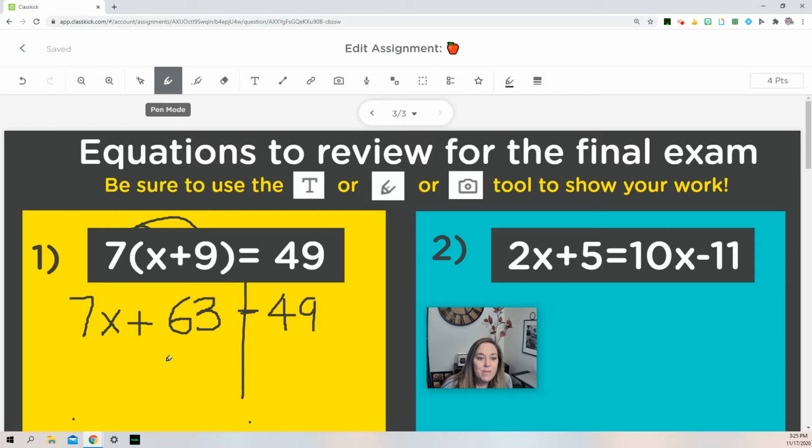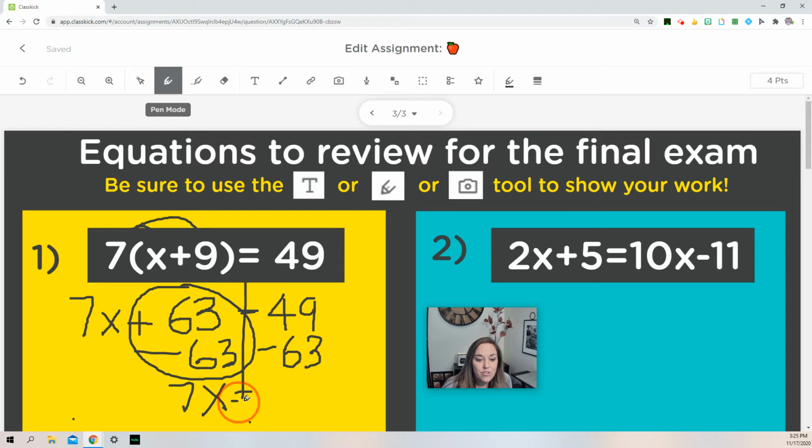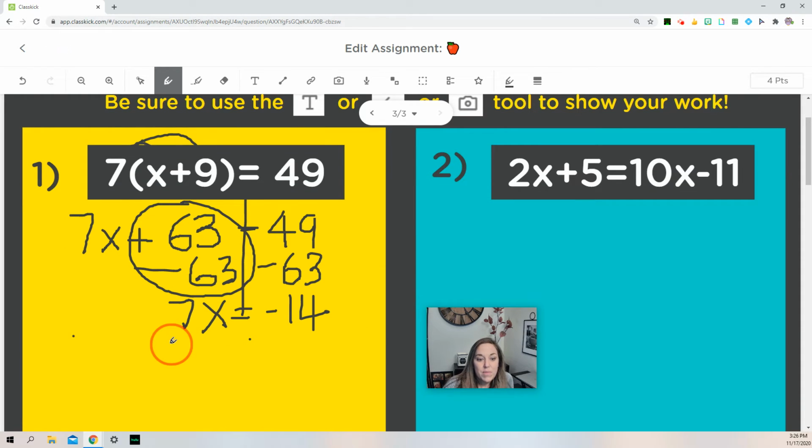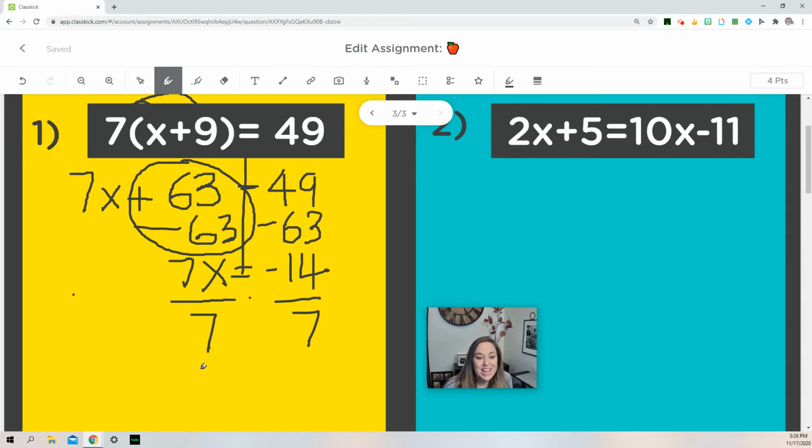Hilarious. Okay, now that we have a positive 63, now we're going to subtract 63 because the opposite of a positive 63 is a negative 63. That creates a zero pair here, and then we'll get 7x equals negative 14 because 49 minus 63 is negative 14. And then they are multiplying by 7, so I'm going to divide by 7. And x equals negative 2 is my answer because a negative divided by a positive is a negative.